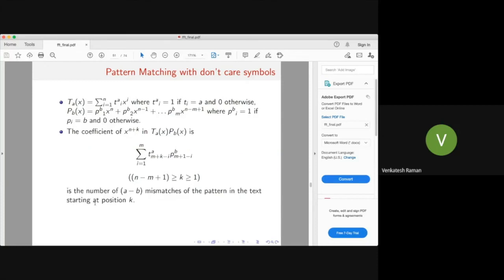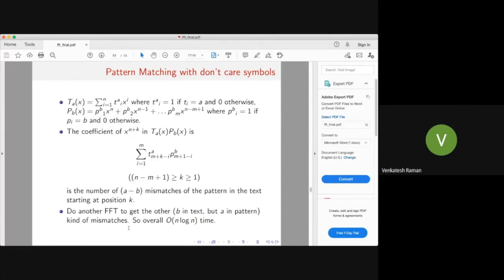Now, similarly, you run another FFT, multiplying TB with PA, and look at the corresponding coefficients. You will get the number of AB mismatches. And now from this you will see exactly where the text and pattern are aligned, even with these wildcard or don't care characters. So overall, in n log n time, because it just involved multiplying two polynomials of degree n, you can actually find the entire alignment of your pattern with the text, including don't care characters.